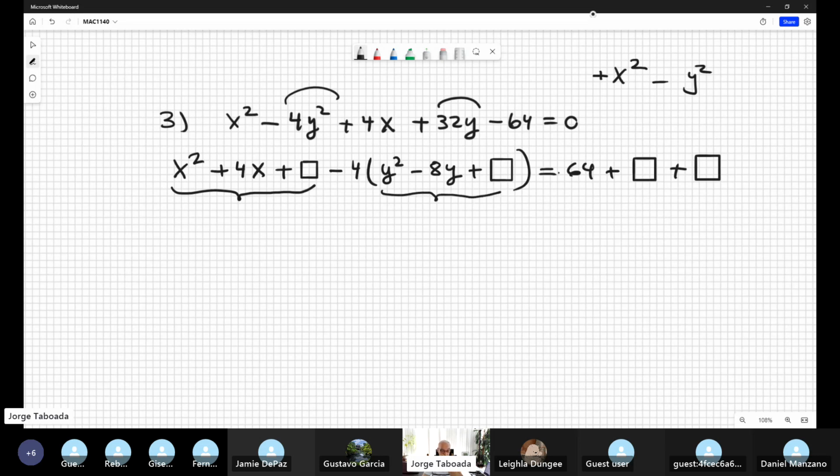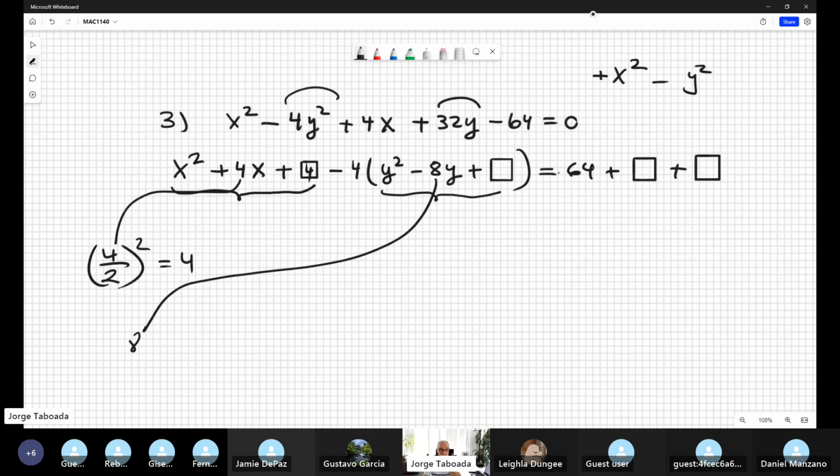And the magic number obviously is 4, because you take that 4, divided by 2, squared, is 4. It's a coincidence. Nice coincidence. And the second is 8, the sign is not important. Divided by 2 and squared is 16, because 8 divided by 2 is 4, and 4 squared is 16. Okay, cool.